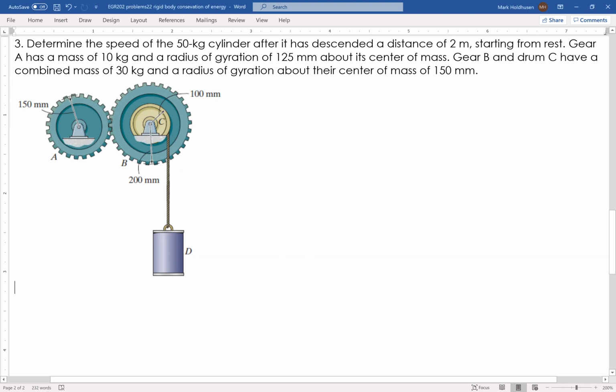We've got a couple of gears here and a cylinder falling. After 2 meters, we want to find the speed of that cylinder. So again, velocity at a specific position, we're going to use energy.